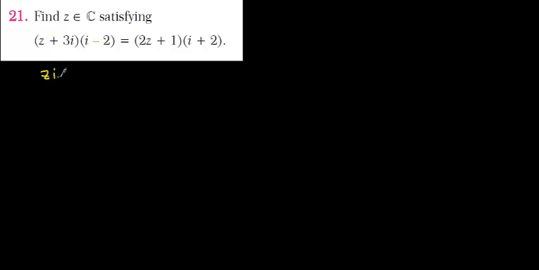z times minus 2 is equal to minus 2z. 3i times i is equal to 3i squared. 3i times minus 2 is equal to minus 6i. 2z times i is equal to 2zi. 2z times 2 is equal to plus 4z. 1 times i equals i, and 1 times 2 equals 2.